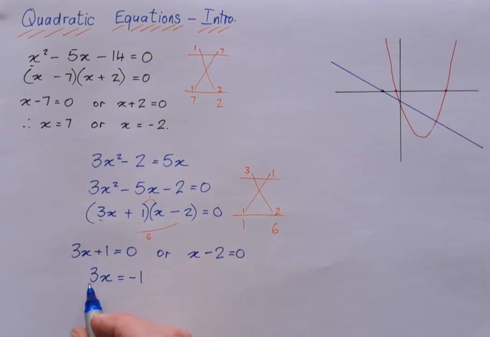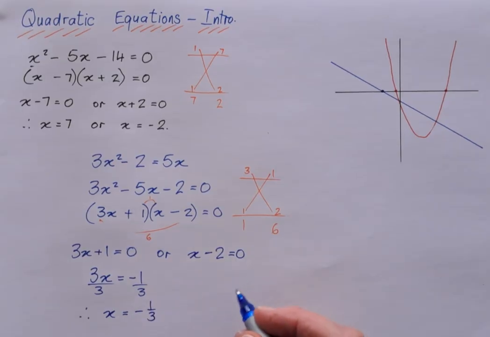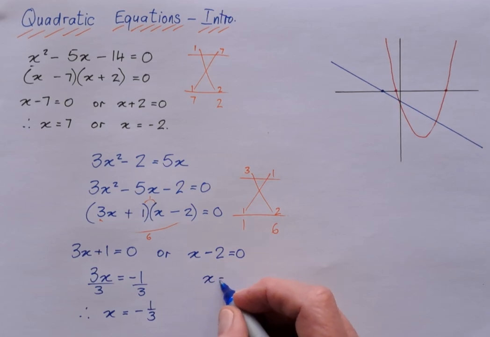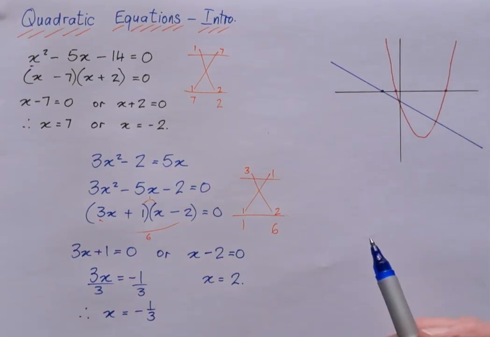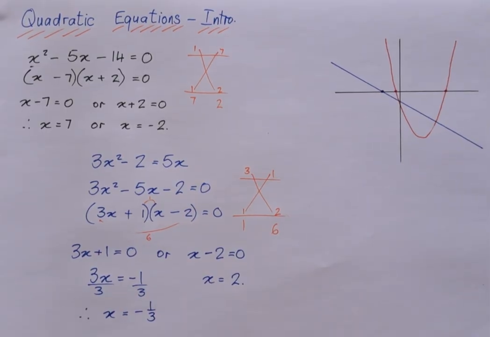And then I don't want 3x, I want x, so I'm dividing by 3, dividing by 3. So therefore, x is equal to -1/3. And in this case, very easy, isolate x on the one side and x will be equal to 2. So there are my two intercepts on the x-axis, my two solutions for x.